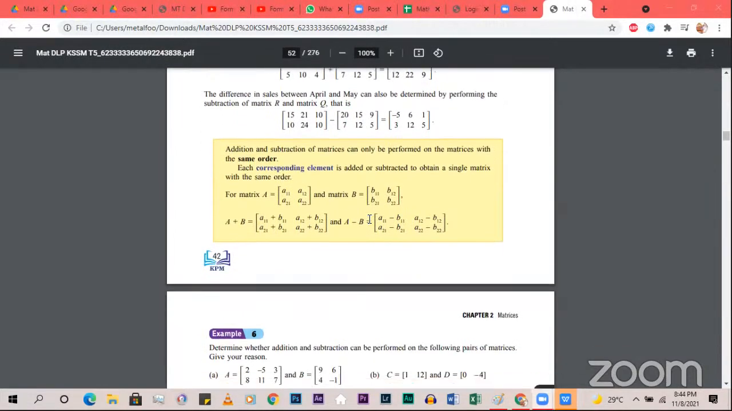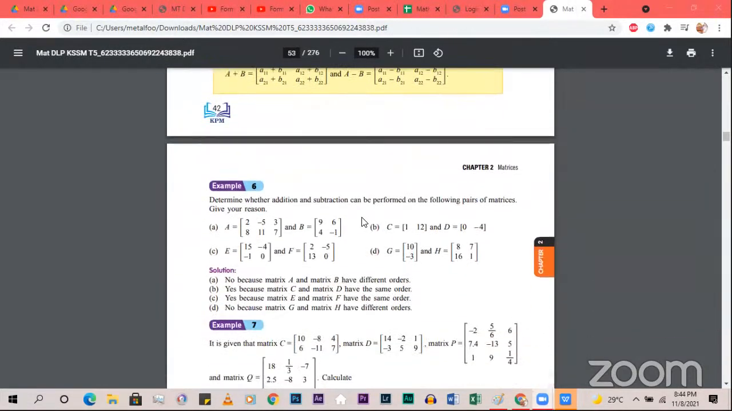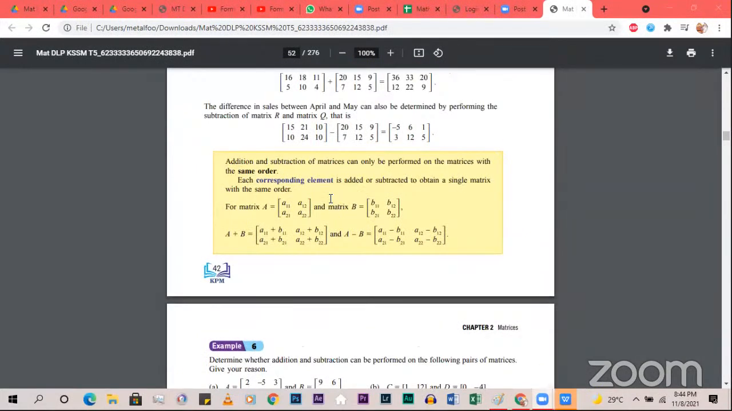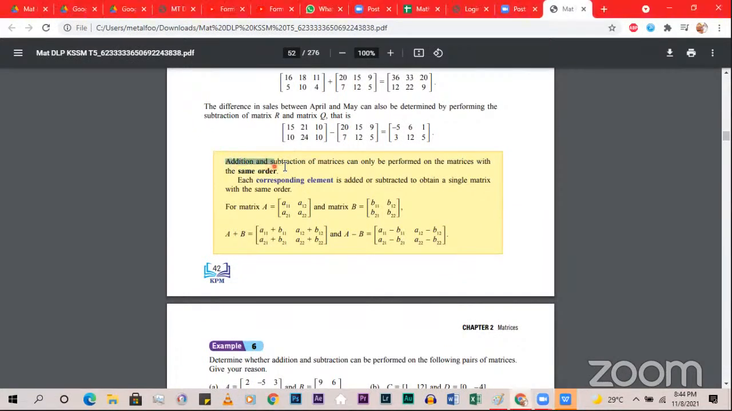Before that, addition and subtraction can only be performed on matrices with the same order. Each corresponding element is added or subtracted to obtain a single matrix with the same order. For example, this one is 2 times 2, and this one is also 2 times 2, so they can be added or subtracted. If it's not the same order, it cannot be.